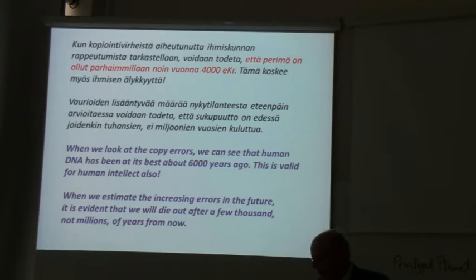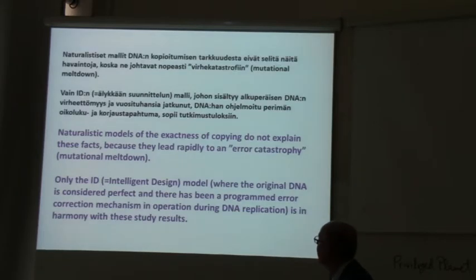When we estimate the increasing errors in the future, it's evident that we will die out after a few thousand, not millions of years from now. Evolution claims that we have been here 100 or 200,000 years. That's not possible, because we would have died out 10 times because of the failing catastrophe, as the German says, mutational catastrophe. Naturalistic models of the exactness of copying do not explain these facts because they lead rapidly to an error catastrophe or mutational meltdown, as it is said.